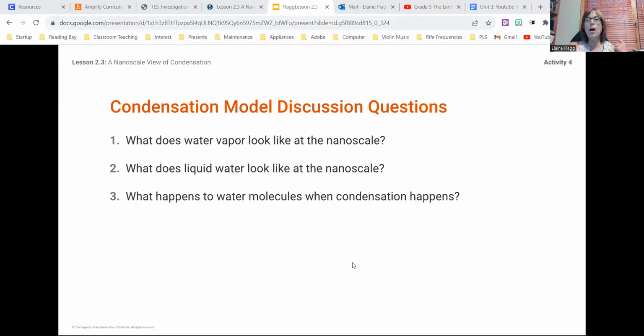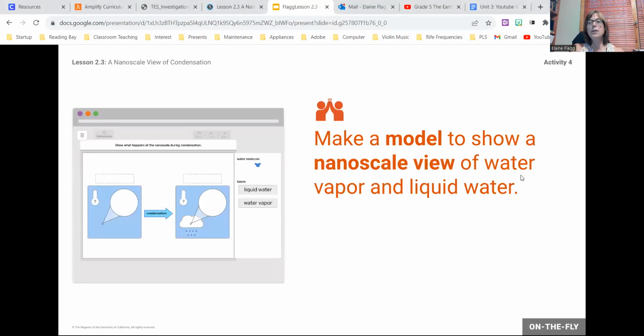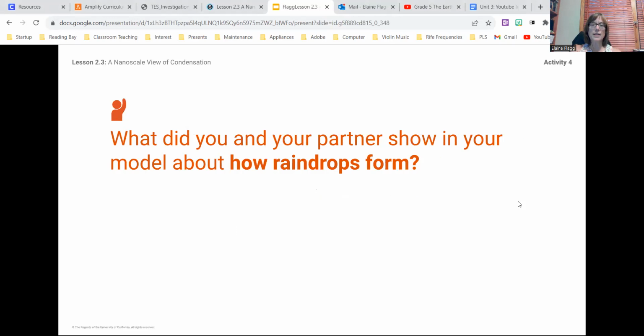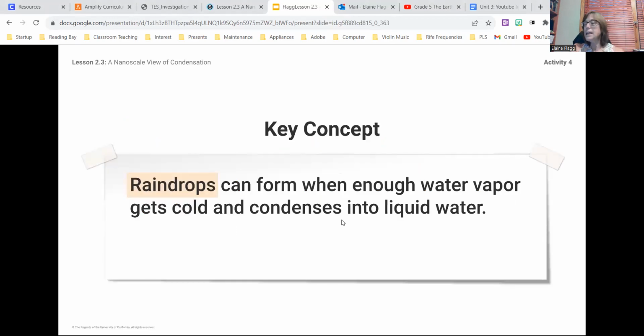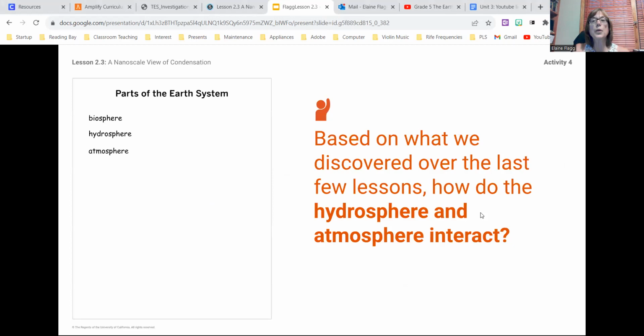So let's continue on. And it says, make a model to show nanoscale view of water and liquids. So you already did that. So our key concept is that raindrops can form when enough water vapor gets cold and condenses into liquid water. So based on what we discovered over the last few lessons, how do the hydrosphere and the atmosphere interact? Hydrosphere meaning the water, atmosphere meaning the air. Think about that for just a moment.